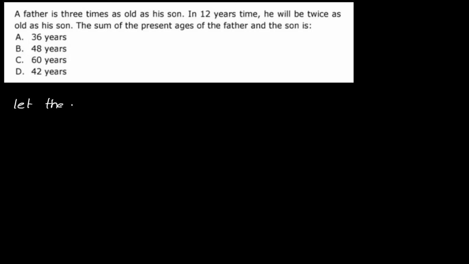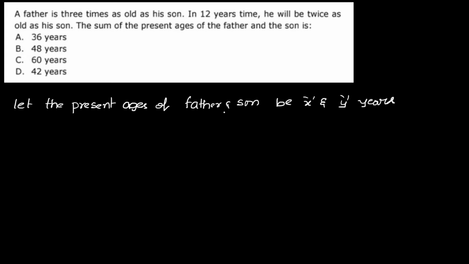Let the present ages of the father and son be x and y years. Now, from the first statement, it was very clear that the father is 3 times as old as the son. That means father is x, 3 times means multiplication, 3 times as old as the son, so x is equal to 3y. This is the first equation we can get from the first sentence.